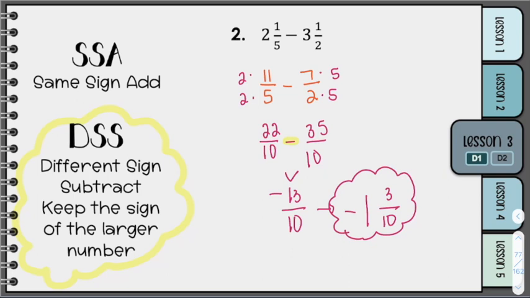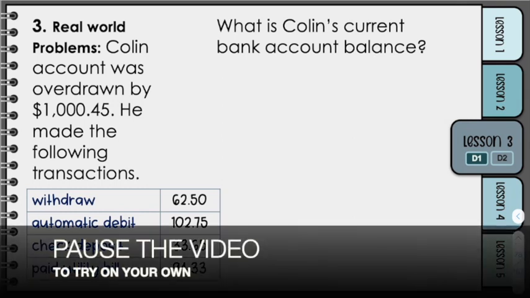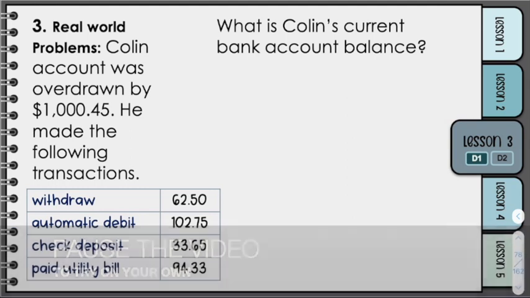Okay, let's move on to the last guided practice. Try this on your own. Pause the video here and then come back and we'll go over the answer. So, Colin's account was overdrawn by $1,000.45. He made the following transactions. What is Colin's current bank account?